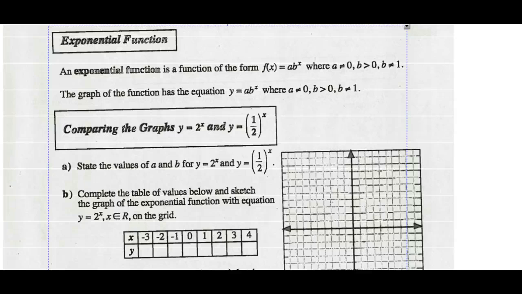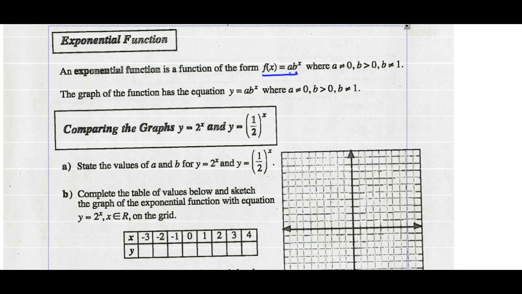So an exponential function is in the form f(x) = a times b to the x. A can never equal 0. 0 times anything will give us 0. B must be greater than 0. Our base must be greater than 0, and it can never equal 1 because 1 to the exponent of anything will just keep giving us 1. So the graph of the function has the equation y = ab to the x with the same restrictions.